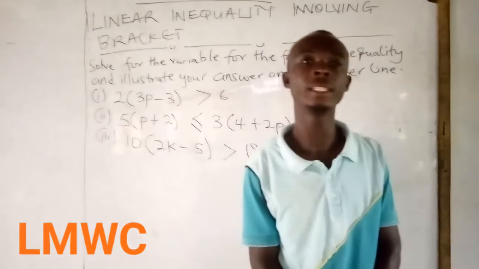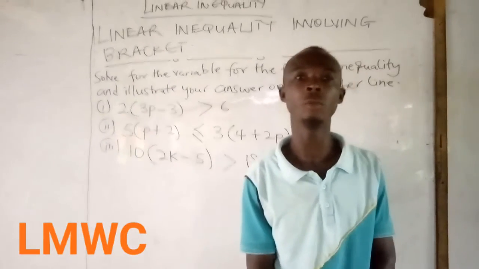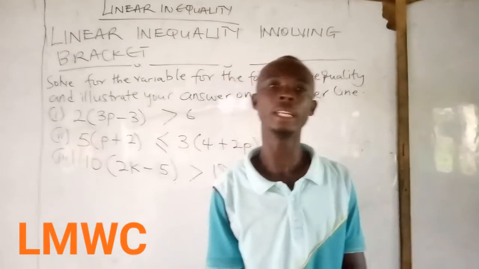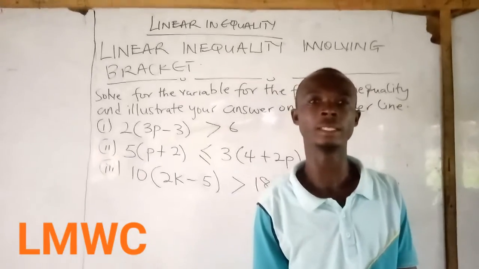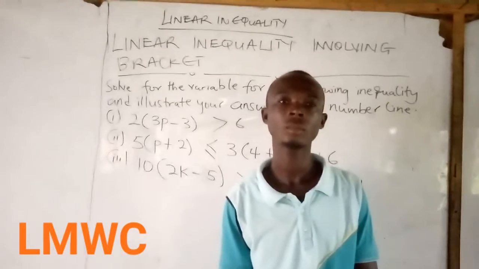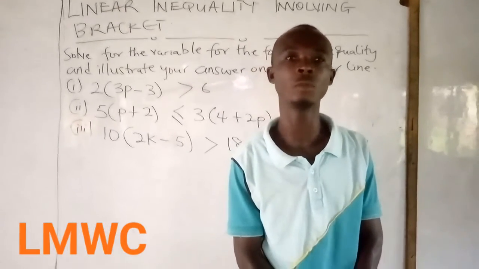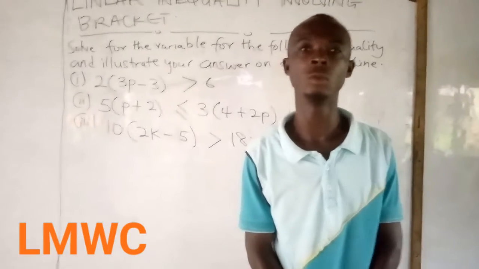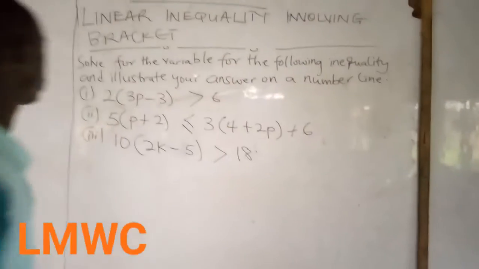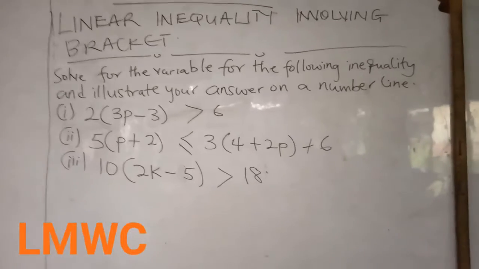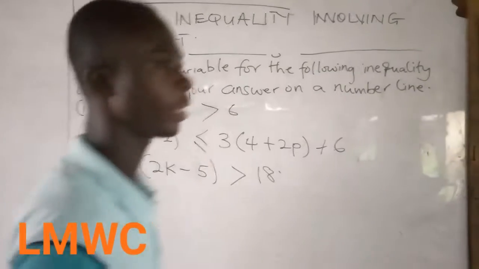For linear inequality involving brackets, we remove our bracket by multiplying the number outside by the numbers within the bracket. After that, you group your like terms. After you group your like terms, you solve for your variable. So I'll use these examples to illustrate linear inequality involving brackets. Let's take example 1.